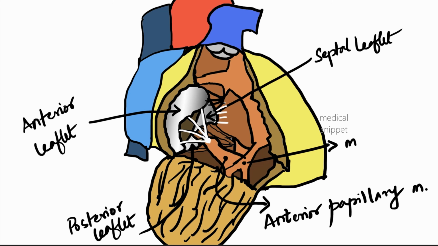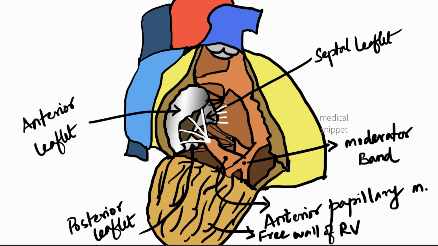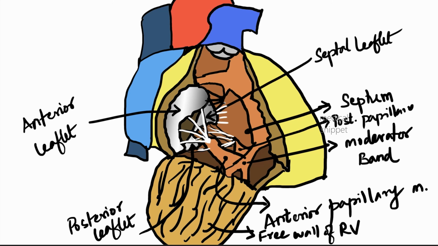The anterior papillary muscle fuses with the moderator band. The moderator band connects the base of the anterior papillary muscle, that is, the anterior or free wall of right ventricle, to the ventricular septum. The third leaflet is called posterior leaflet. It is supported by many small papillary muscles arising from the inferior wall of the right ventricle.